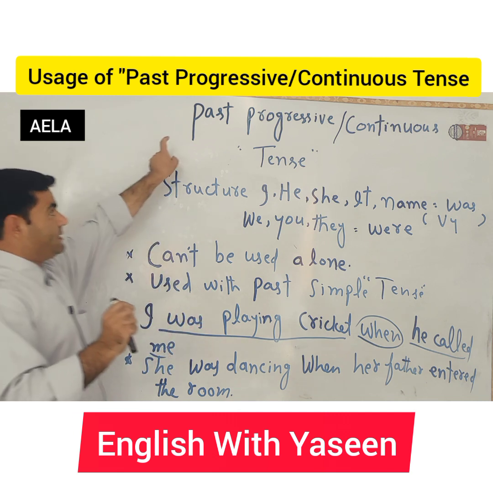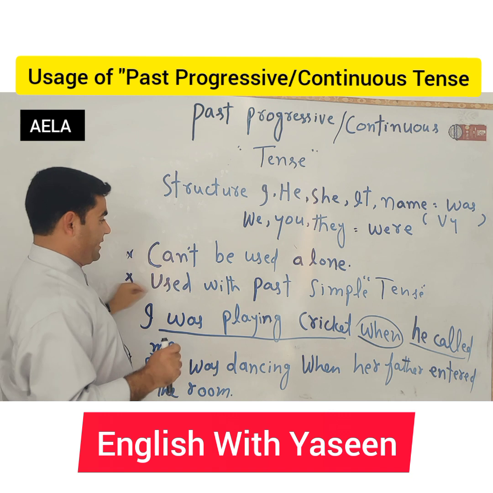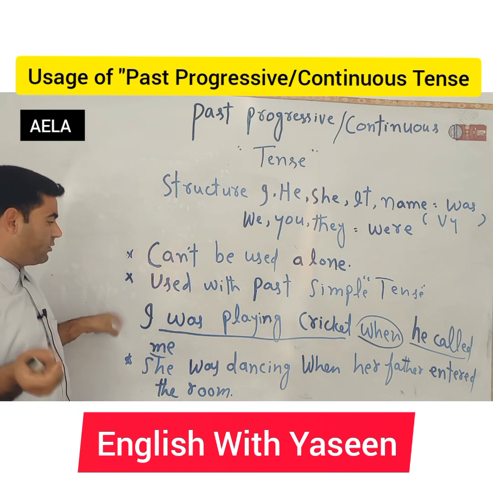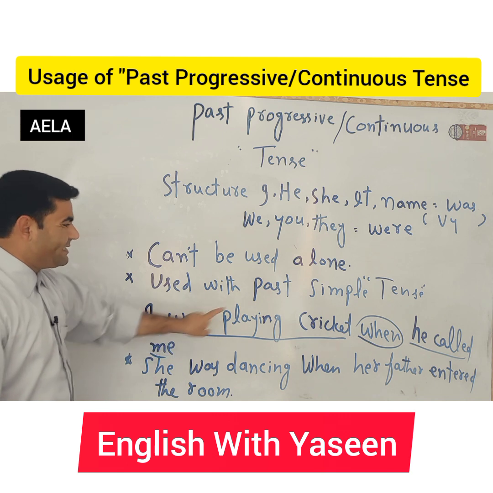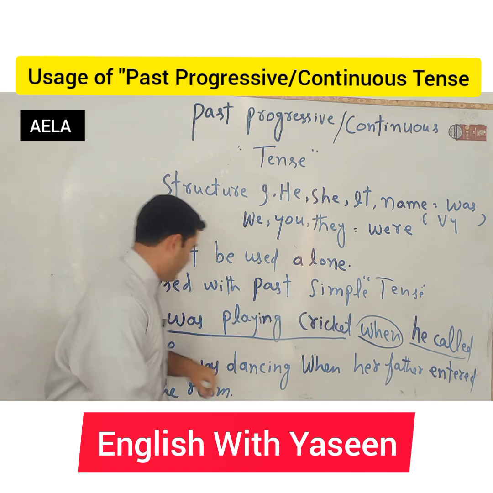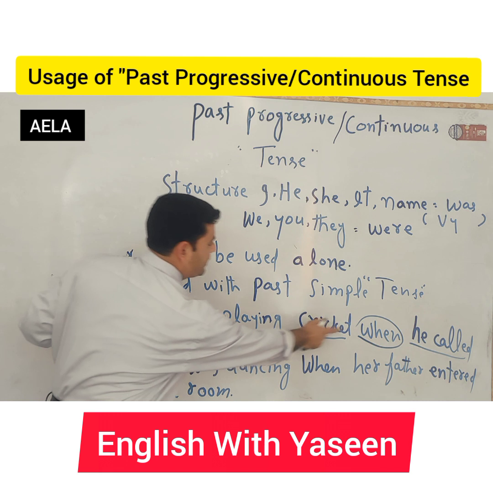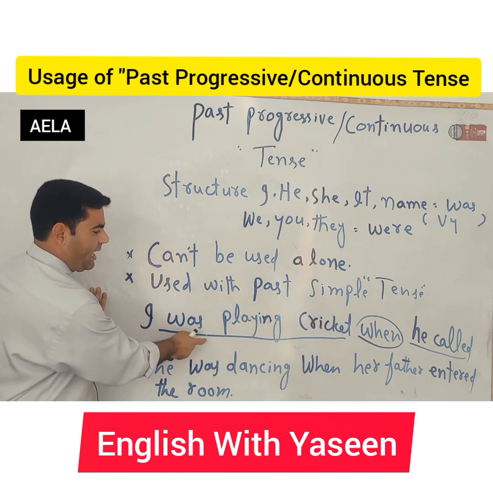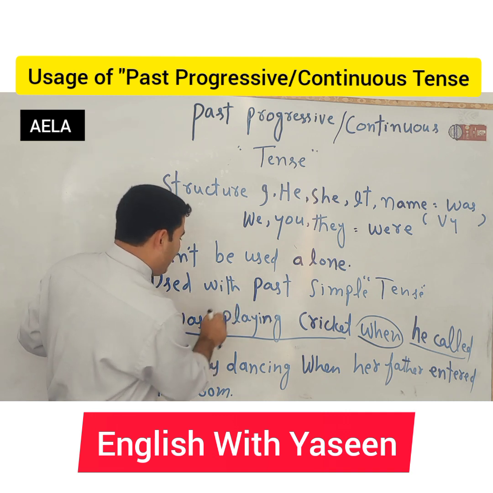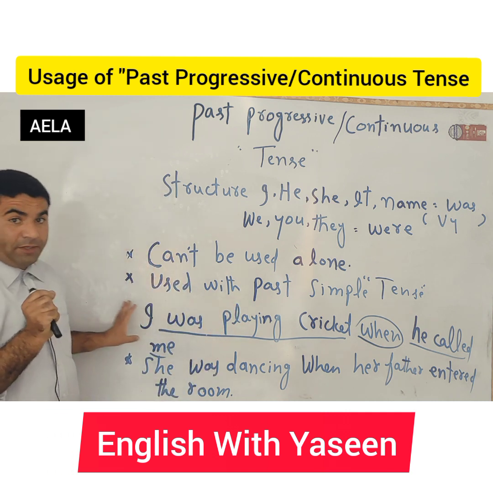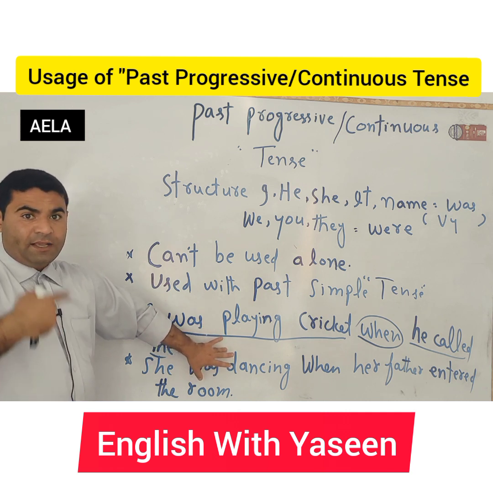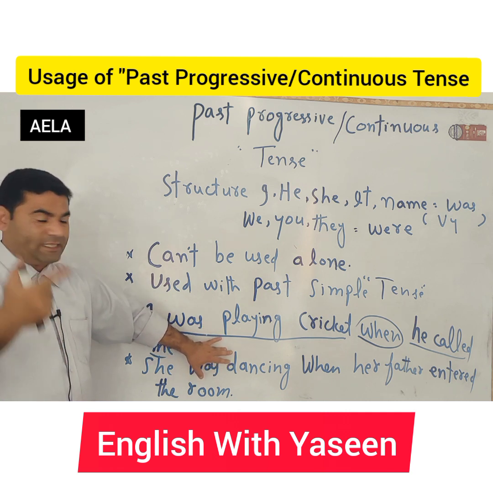That's why today I talked about the past progressive tense. So how to deal with it, or how to use it? Always link it with the past simple tense. Like, I was playing cricket when he called me. So I was playing cricket. After I was playing cricket, you have to mention an event. Something happened after the past progressive tense. So you have to mention that thing in the past simple tense.